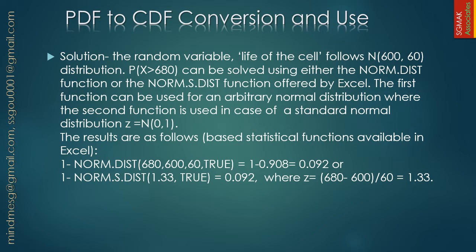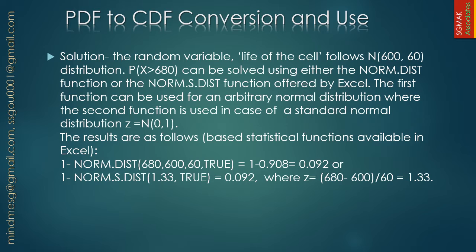Let's look at the solution. The random variable life of the cell follows a normal 600, 60 distribution. Probability, the random variable x greater than 680, we can solve either using normal distribution or standard normal distribution using statistical functions provided by Excel. The first function can be used for an arbitrary normal distribution, whereas the second function is used in case of a standard normal distribution. A standard normal distribution is a normal distribution with a mean 0 and standard deviation 1. So we can solve the problem in two ways.